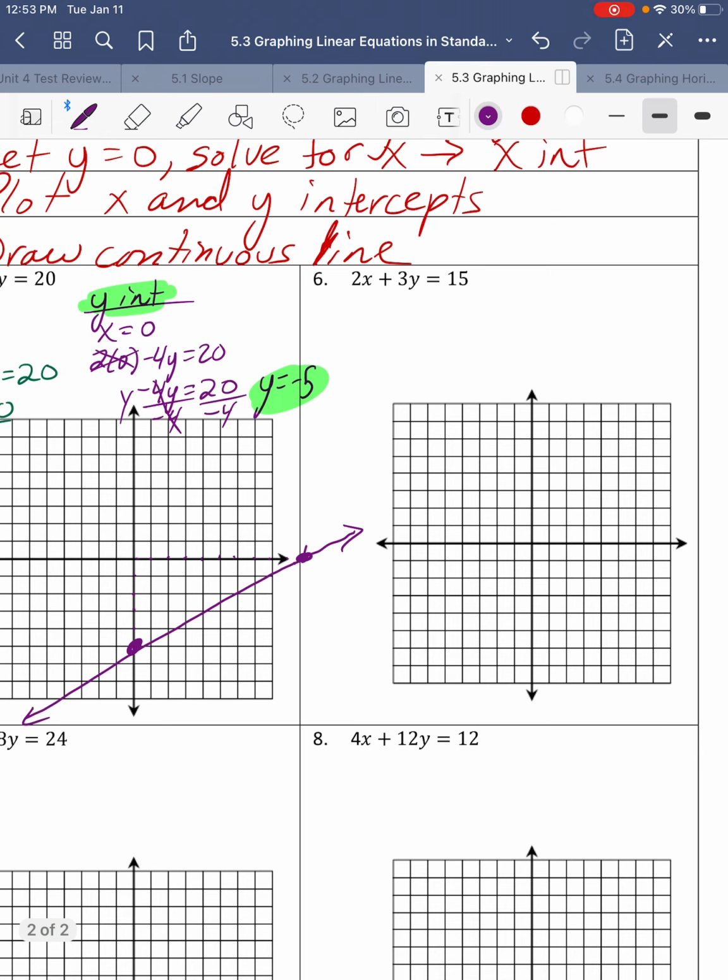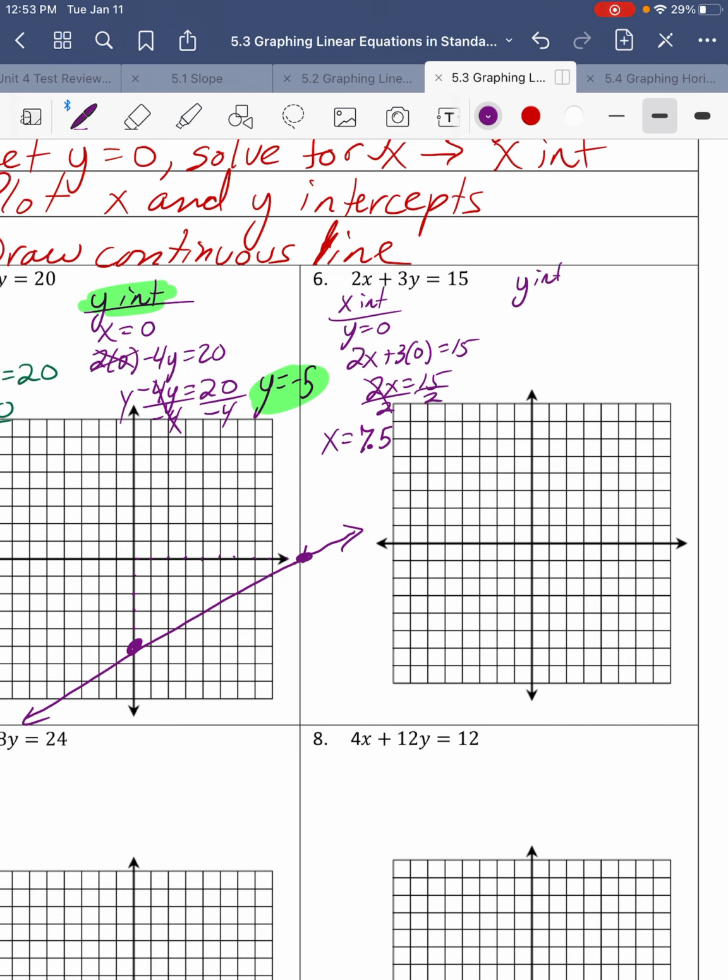All right, number 6, get your x-intercept. Set y equal to 0. So you get 2x equals 15. Divide by 2. You get 15 divided by 2, which is, typically I don't like decimals, but when we're actually plotting points, it's going to be easier at 7.5 versus 15 over 2. So that's going to be our x-intercept.